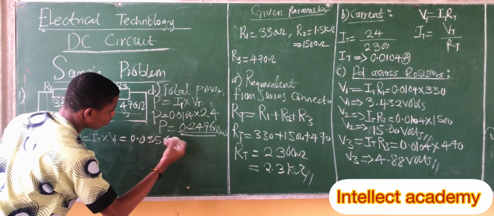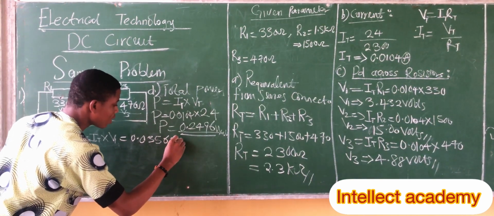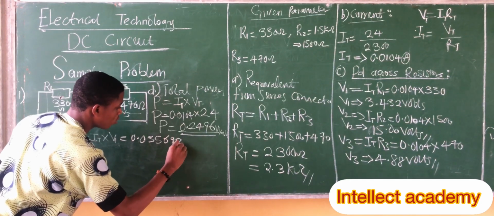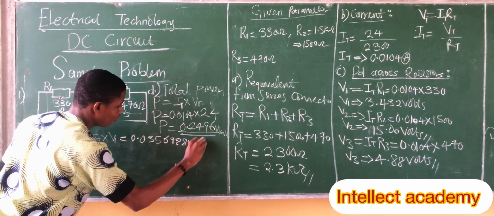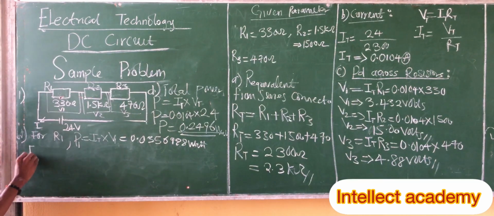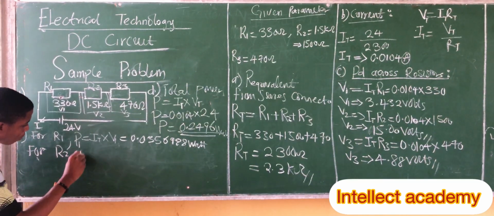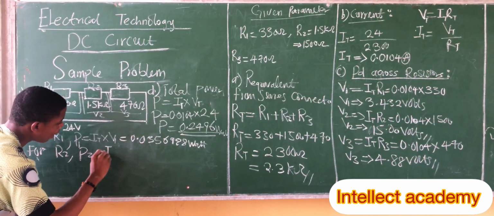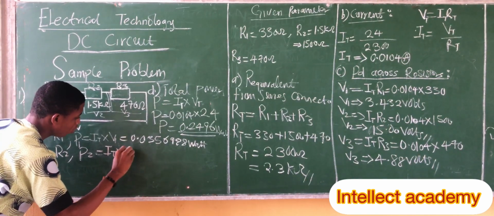0.0356 what? 928. Let's call it 928. Let's leave it like that. So we have watt for the first one. So for R2, what will be the value of the power? So we have IT multiplied by V2.